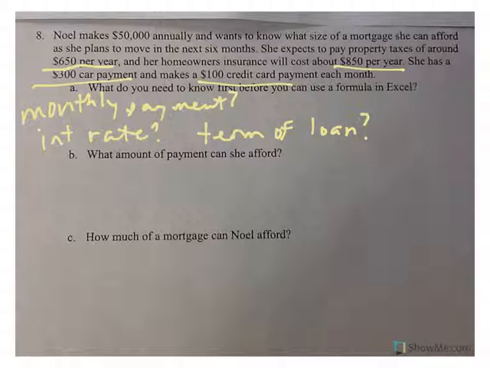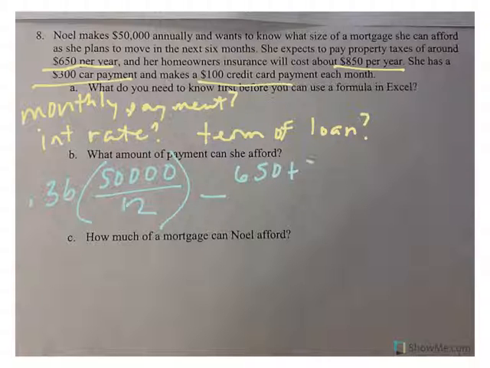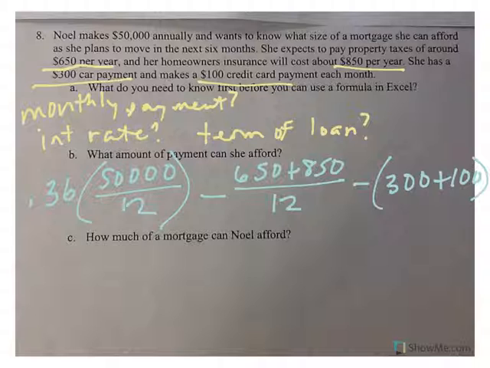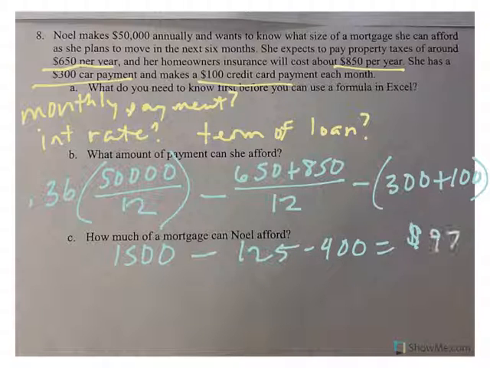Now it says what amount of payment can she afford? Well, let's do that. So we talked about 36% of her monthly gross. Well, we know that her annual gross is $50,000, and if I divide that by 12, I get monthly. And then we're going to subtract her homeowners, so the property taxes and the insurance. But those are both annually, and again, we want monthly, so we divide them by 12. And then we're going to subtract the car payment and the credit card. So when I do that, I end up with $1,500 minus $125 minus $400. So Noelle can afford a $975 house payment, according to the bank.